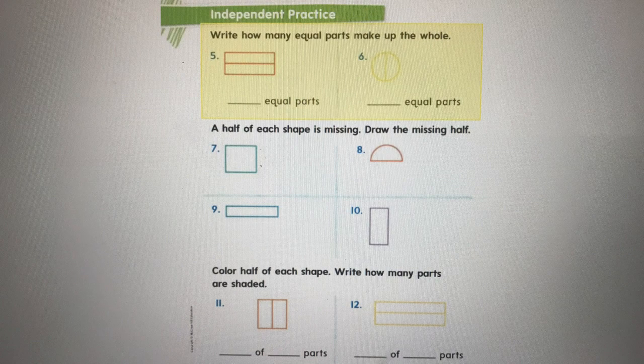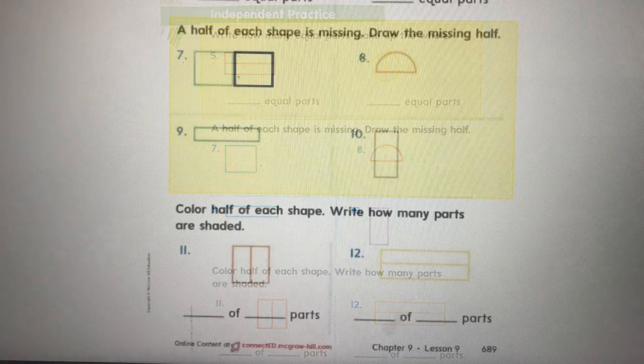Okay, it's your turn to practice. So for problems 5 and 6, they already drew the lines for you. Write how many equal parts make up the whole. So to make a whole shape, how many half of the shapes do you need? If you need to, you can write the numbers in each shape to help you see the total. Go ahead and do that now.